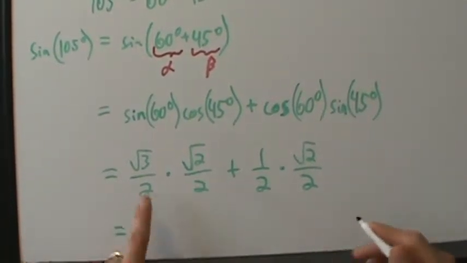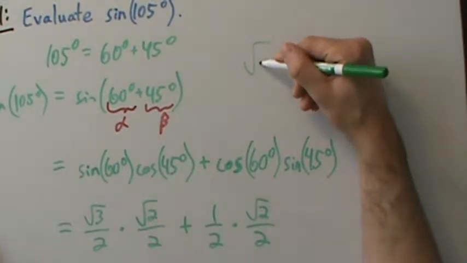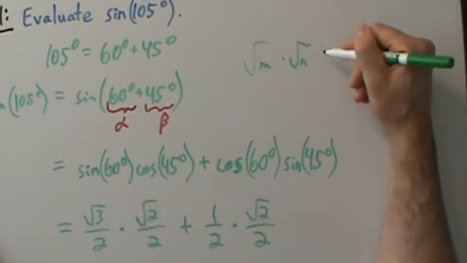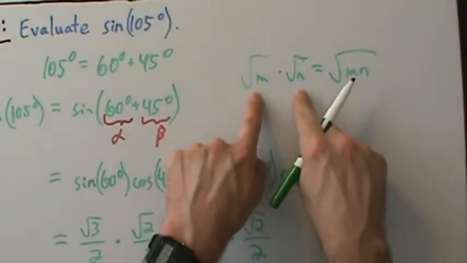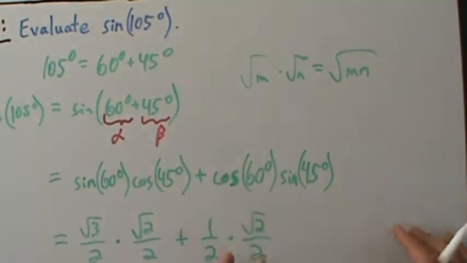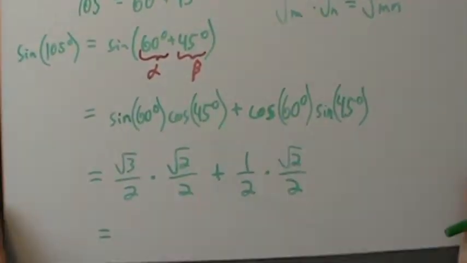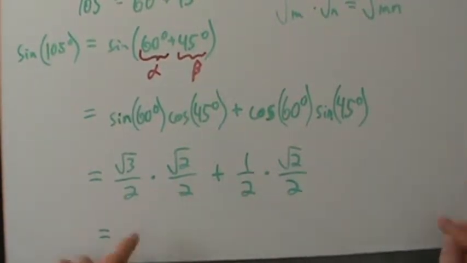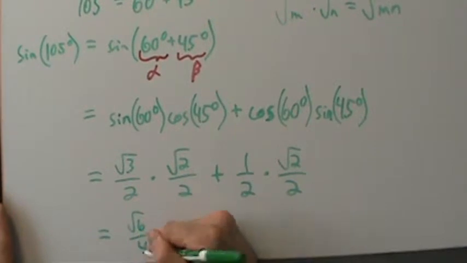Square root of 3 times square root of 2 is square root of 6. Remember, if you have square root of m times square root of n, in general that's the same thing as square root of m times n. When you multiply square roots, you can squish them together under one square root. That's not true for addition, so be very careful about that. But it is true for multiplication. So root 3 over 2 times root 2 over 2, we can squish together into root 6 over 4.